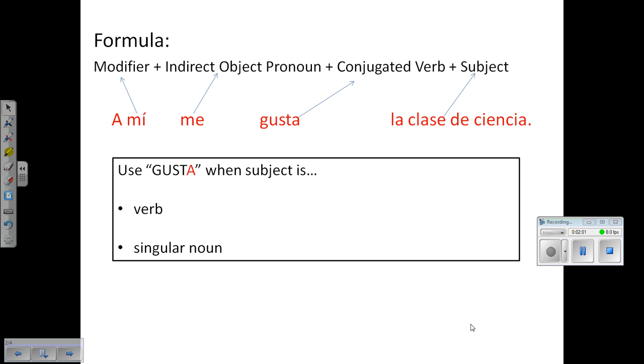Gusta is used when the subject, what it is you're talking about, is a verb or is a singular noun. Here's an example of a verb. A ella le gusta correr. Correr is a verb, so you have to use gusta after it. You cannot have two conjugated verbs right next to each other within the same idea, so correr is not conjugated. Please write that example down.